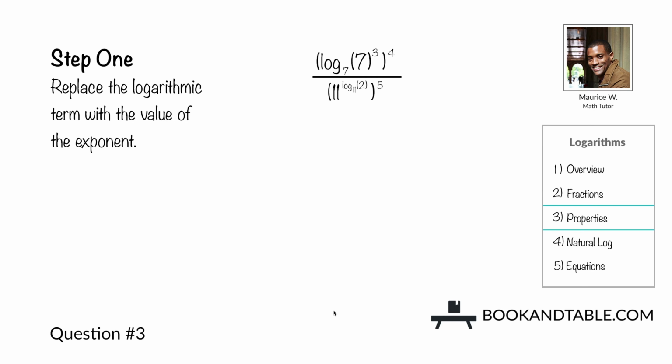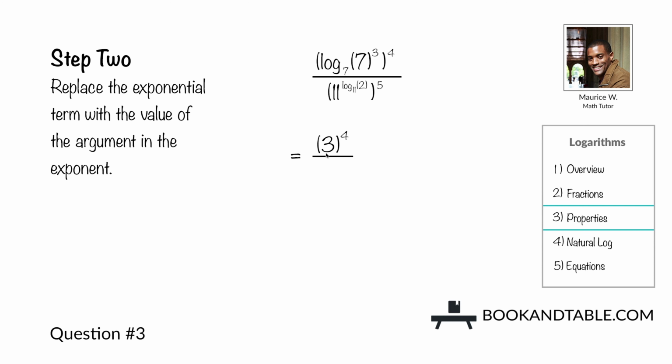Let's now have a look at question number 3. We were given the log base 7 of 7 to the power of 3, to the power of 4, divided by 11 to the power of log base 11 of 2 to the power of 5. So we'll start in the numerator. Inside of these parentheses, we want to replace the logarithmic term with the value of the exponent 3. So log base 7 of 7 can be replaced with just 3. And now this is raised to the power of 4. So we have 3 to the power of 4 in the numerator.